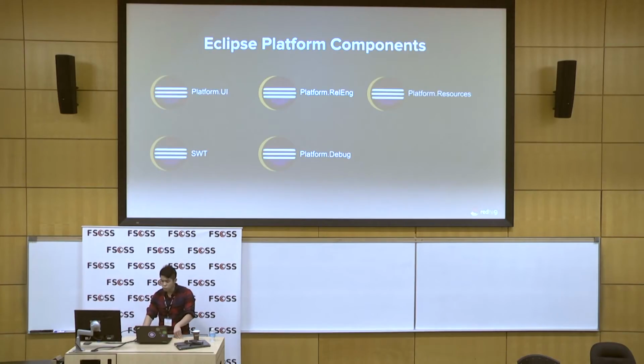So for example, we'll talk about RelEng. RelEng is basically release engineering. That deals with build cycles and basically the release engineering. So going from source to download. Debug is handling the debug system of Eclipse. Resources is the very main model of how Eclipse works. So projects handling, file handling, etc.